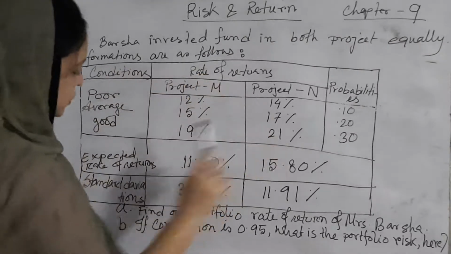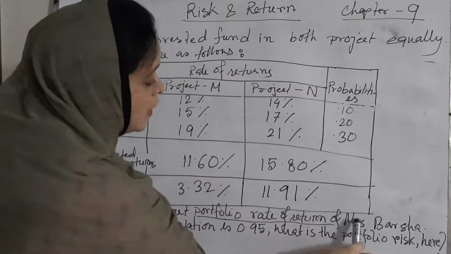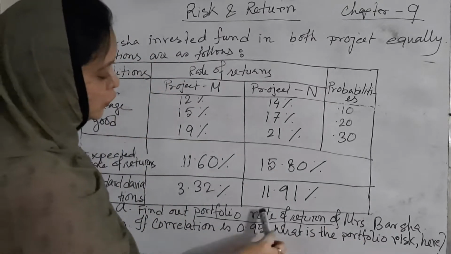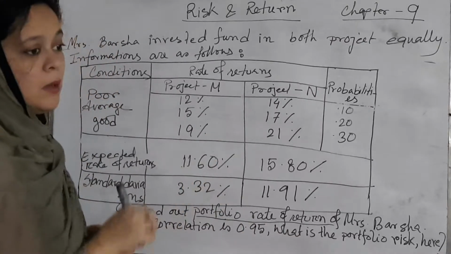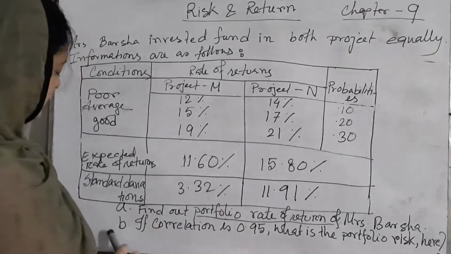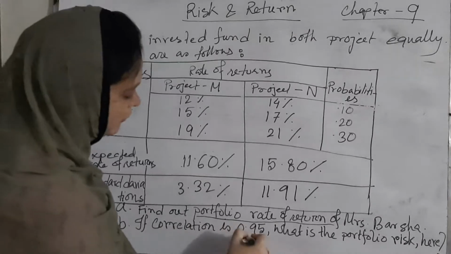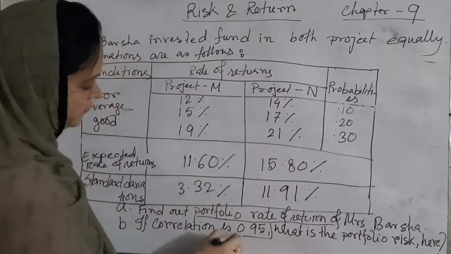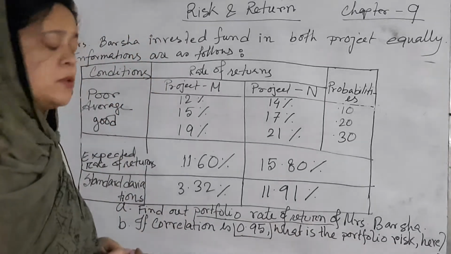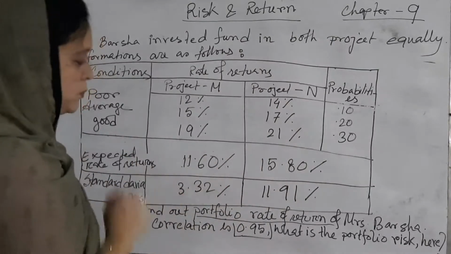Number A, find out the portfolio rate of return of Mrs. Borsha. It means we have to find out the portfolio rate of return of these projects in combination. And number B, the second requirement: if the correlation is 0.95, what is the portfolio risk or portfolio standard deviation, according to this project.